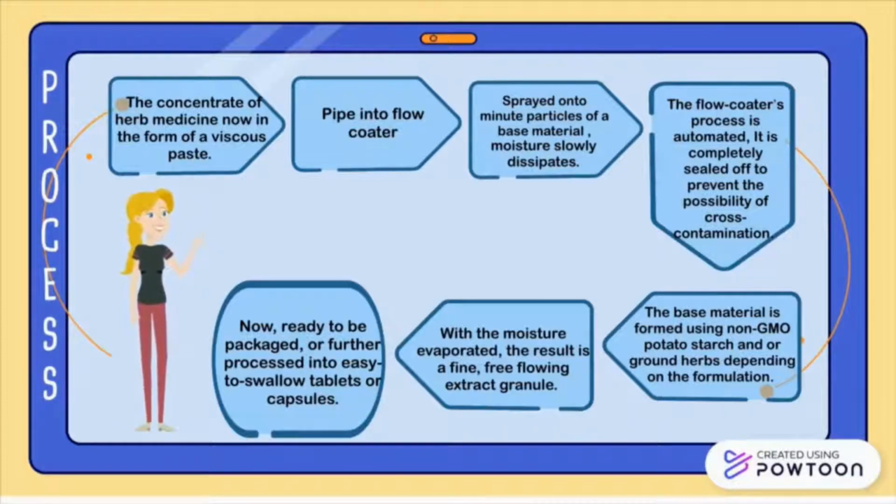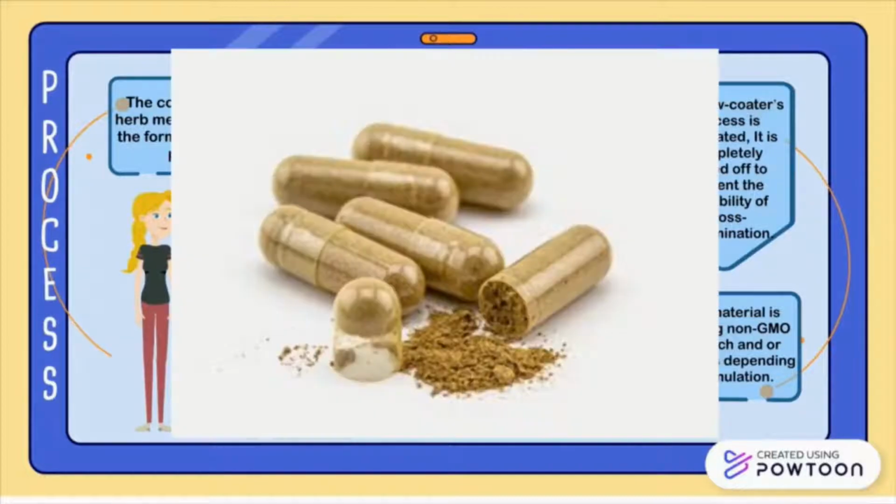The base material is formed using non-GMO potato starch or ground herbs depending on the formulation. With the moisture evaporated, the result is a fine, free-flowing extract granule. Now, ready to be packaged, or further processed into easy-to-swallow tablets or capsules.